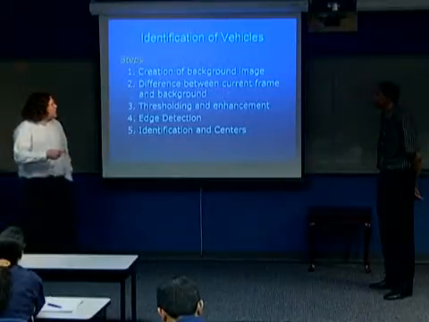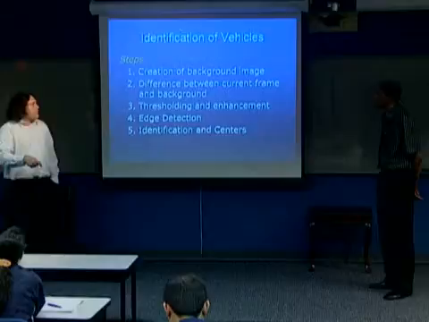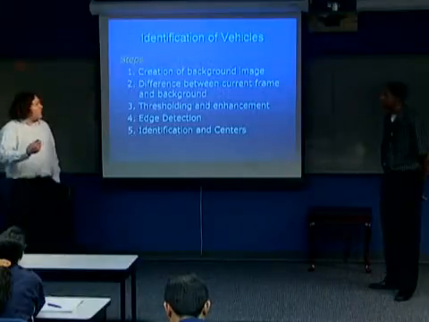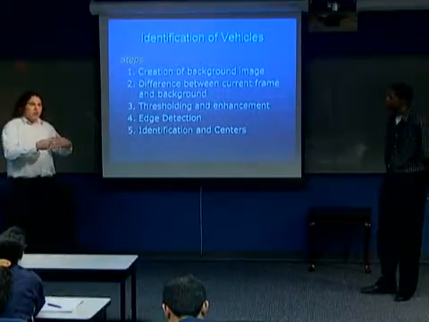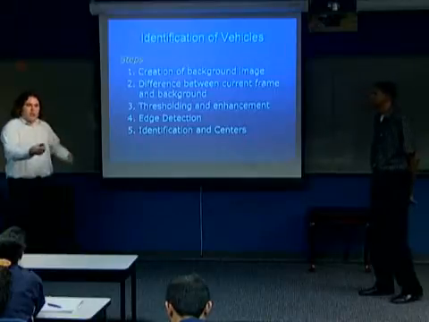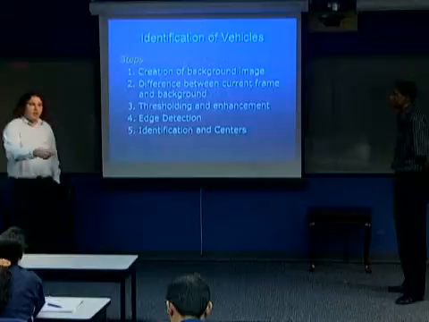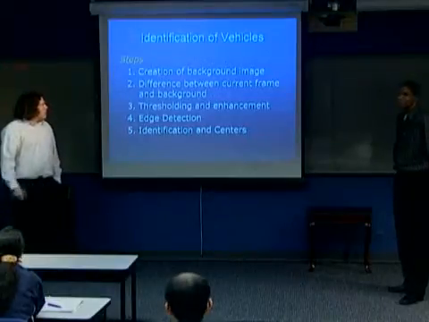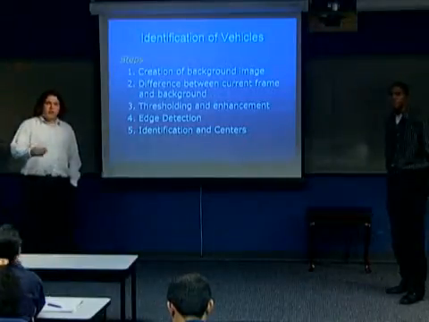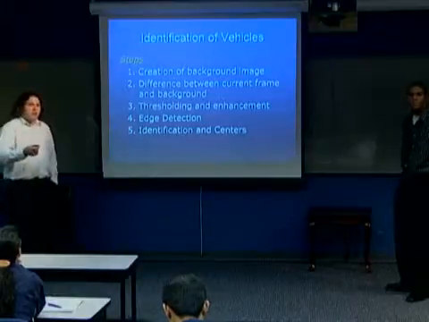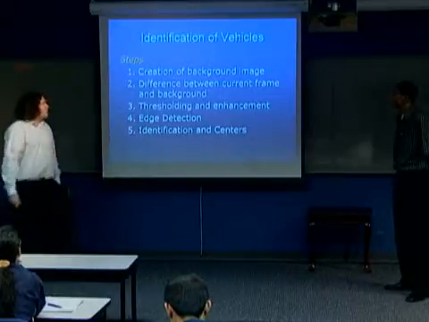So the first step for identification of vehicles is you have to create a background image, and then you subtract your background image from the current frame. We did this in some of the presentations in the first semester. Then there's thresholding and enhancement, edge detection, and the identification and centers of each object.